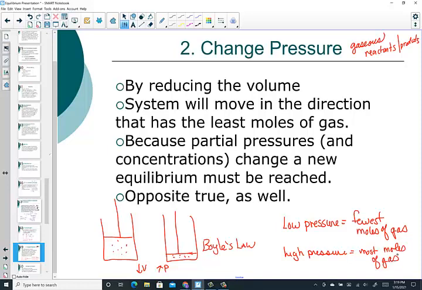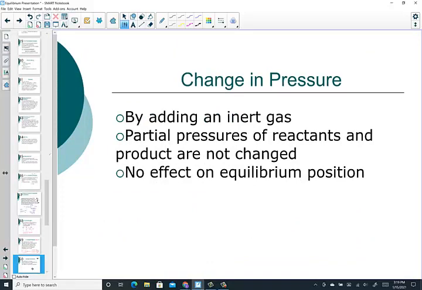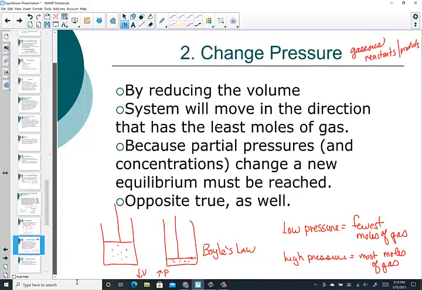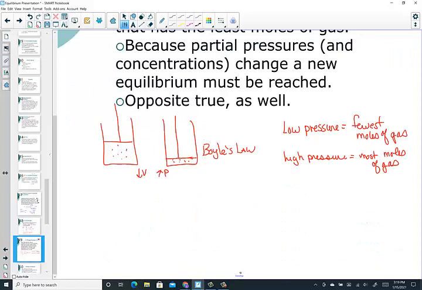So therefore, when we change volume, therefore changing pressure, we have to decide which side of the dynamic equilibrium will have the lowest pressure or the highest pressure by looking at the number of gaseous moles on either side of the arrow. So let's model that thought, and let's look at an example. How about making ammonia? Let me go back to the screen here, and I'll just add a little example.